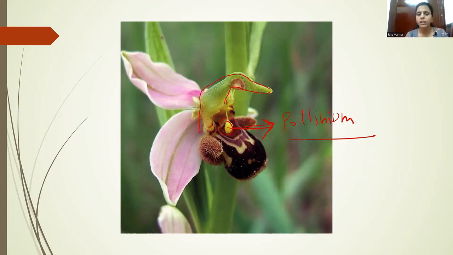So we are done with the adaptations of flowering plants in order to promote cross pollination. From the next video onwards, we are going to discuss the adaptations of these flowering plants in order to promote wind pollination, insect pollination and water pollination. We will learn what the characteristics of these flowers are which favor wind pollination, water pollination and insect pollination.